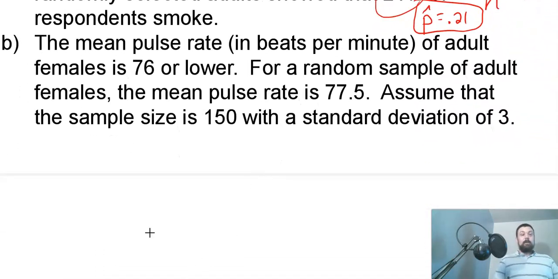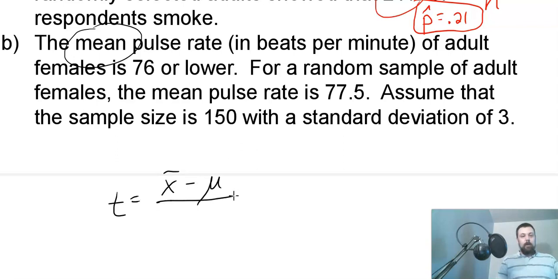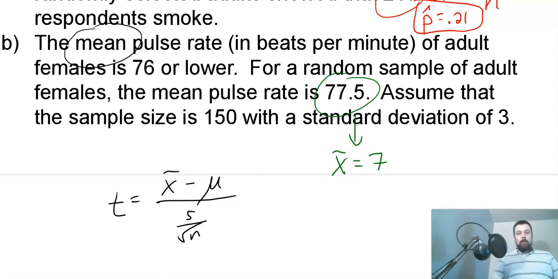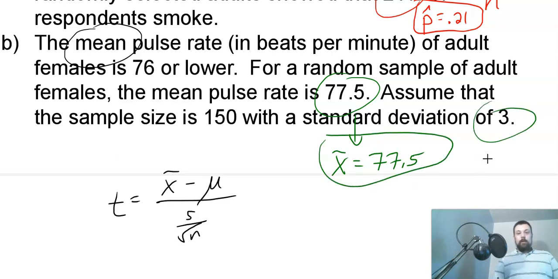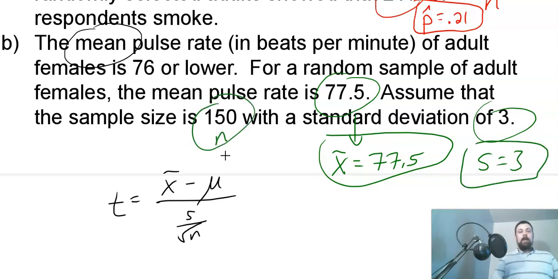Now this time we're talking about a mean, so we want to use this formula, t equals x bar minus mu over s divided by the square root of n. So we have to track down all these numbers. So for a random sample of adult females, the mean pulse rate is 77.5. That's the sample mean. The standard deviation was 3 from the sample. So that's the sample standard deviation. N is 150. And the mu, because we need a number for this, will come from the null hypothesis.